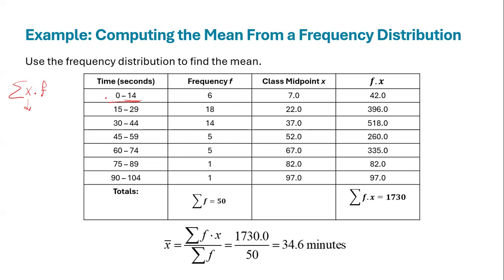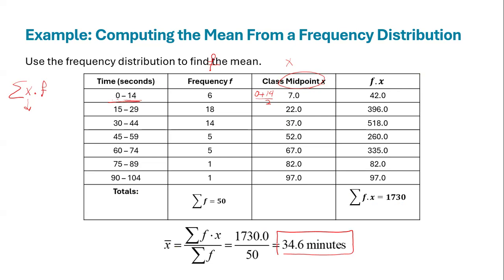Whenever you have classes and you only need one number that represents that class, you always choose the midpoint. To find the midpoint, you need to add the lower class limit and the upper class limit and then divide it by 2. If you add 0 plus 14 and then divide it by 2, it gives you 14 divided by 2, which is 7. You need to add 15 and 29 divided by 2, which is 22. After finding the midpoints, these are your x values. You have the frequency. Now you need to multiply all the x values and the frequencies and then add them together, divide by the sum of the frequency. So it tells you that the mean must be 34.6 minutes in this distribution.